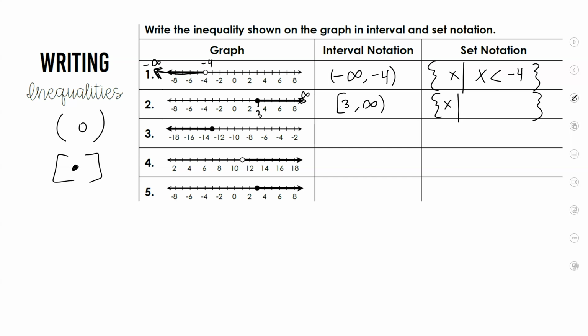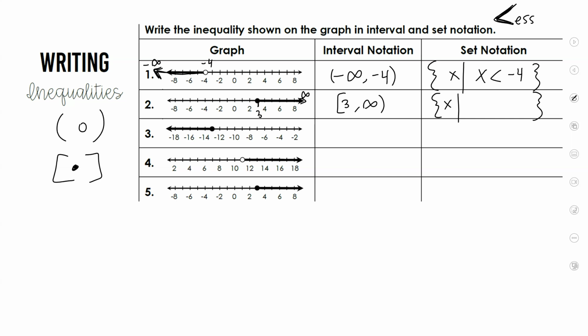Okay? What I like to remember, this looks like an L. So if it's facing this way, that's the less than symbol. Write that down on your paper if that will help you remember what a less than symbol looks like and what a greater than symbol looks like.